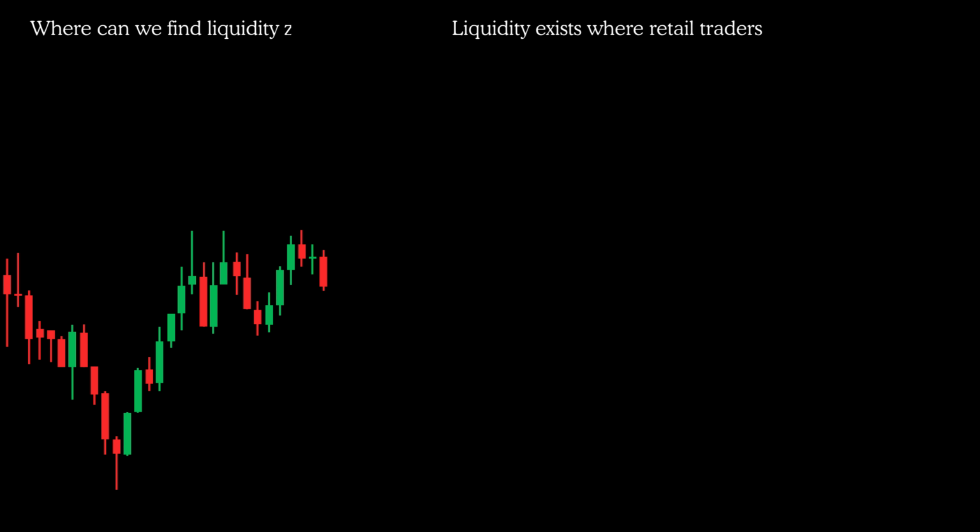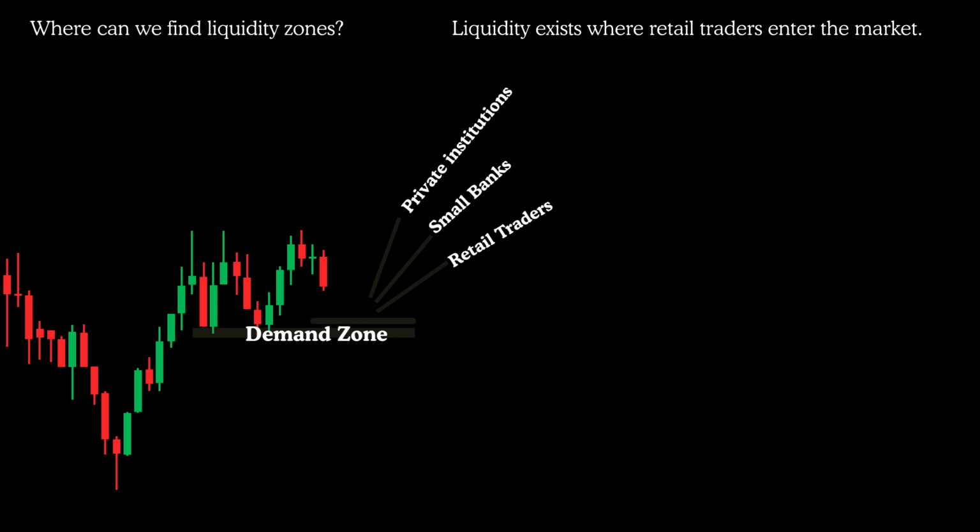Liquidity exists where retail traders enter the market. We understand that when price reaches a demand zone, it attracts buying activity. And it's not only retail traders getting involved, smaller banks, private firms, and other financial entities also participate in these areas. So, if they place buy orders in this area, their stop losses are essentially sell orders. That means the liquidity zone lies just beneath this demand zone.